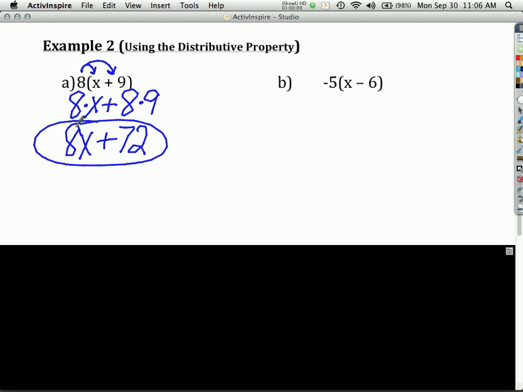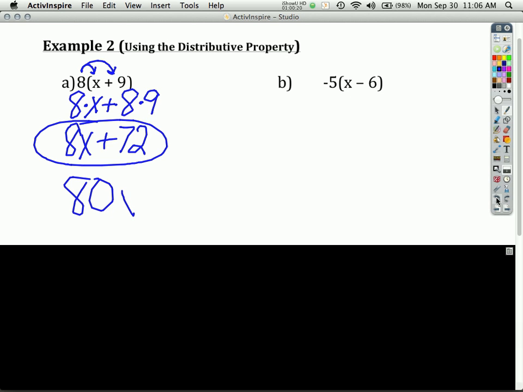You are not allowed to add the 8x to the 72 and get 80x. You are not allowed to do that. That is incorrect. You're going to learn next time why that's incorrect. But just for today, understand that you can't do that. Comments or questions? All right, part B.